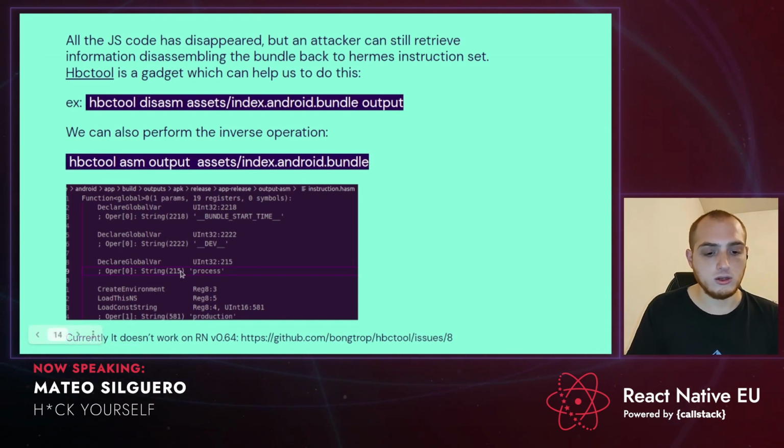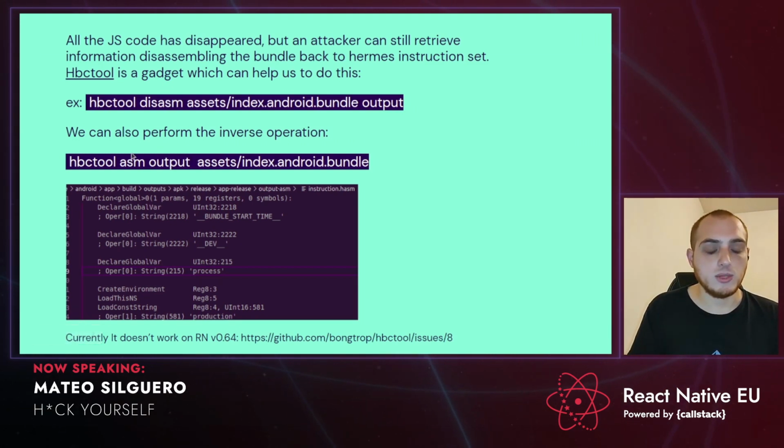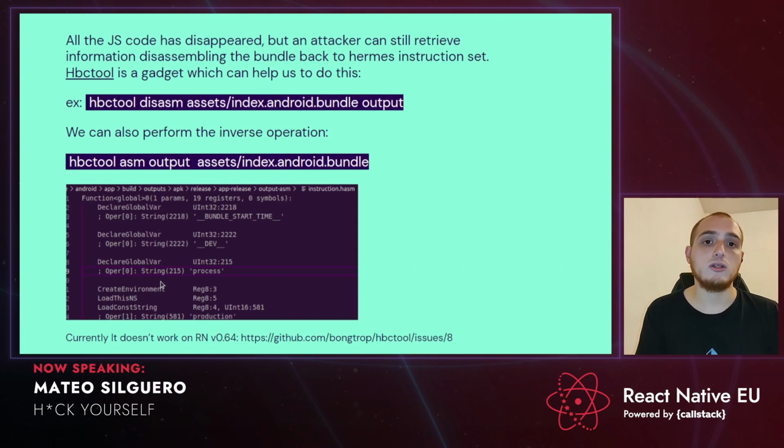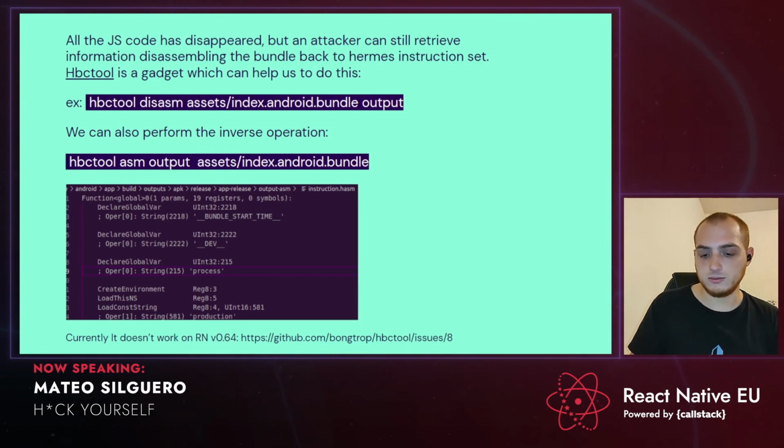Now we can look in this file for secrets, and also we can modify this file and assemble it again to the bundle. Currently, hbctool doesn't work on React Native 64, but I think it will in the future.